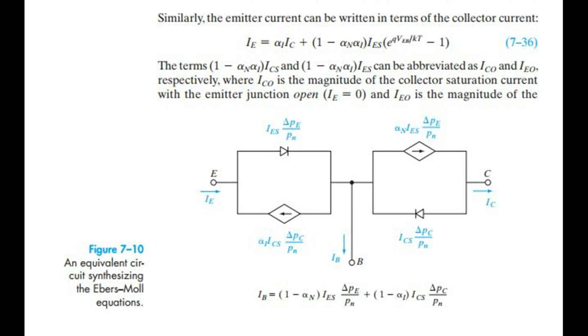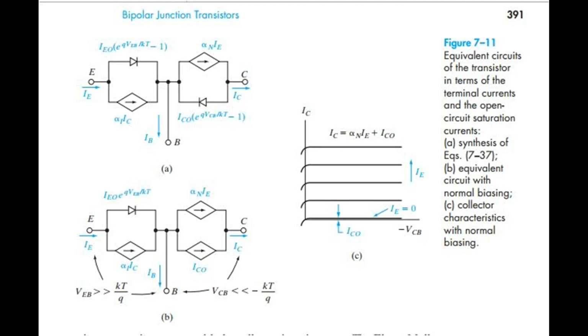Figure 7.10: an equivalent circuit synthesizing the Ebers-Moll equations. Figure 7.11: equivalent circuits of the transistor in terms of the terminal currents and the open circuit saturation currents. A. Synthesis of Eqs. 7.37. B. Equivalent circuit with normal biasing. C. Collector characteristics with normal biasing.